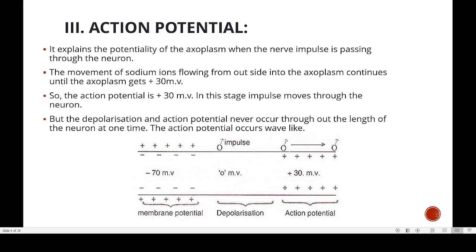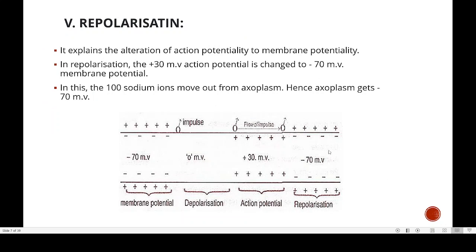One is depolarization. What is depolarization? Simply the charge getting neutralized. That event is known by the name depolarization. When an extra 30 positively charged sodium ions are entering, the overall charge becomes plus 30, and that situation is known by the name action potential. So one action potential is taking place here. This will be transmitted to the next segment. So in the first case, the membrane potential, then there is depolarization, then there is action potential of plus 30.